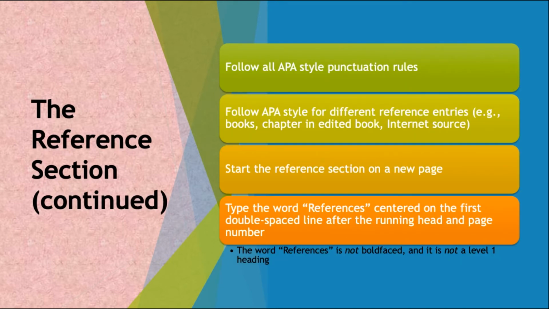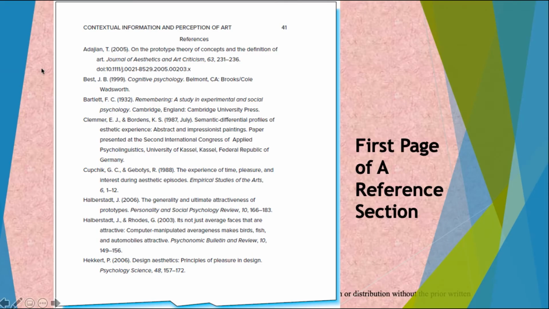Also, follow all APA style punctuation rules, and follow APA style for different reference entries, for example book, chapter in an edited book, internet source. Start the reference section on a new page and type the word References centered on the first double-spaced line after the running head and the page number. Type the word References; it is not bold-faced and it is not level 1 heading, and this is an example. So you type References here, then you have an alphabetical arrangement of all your references.